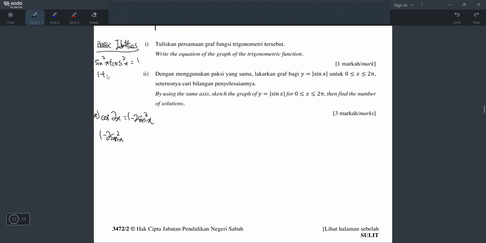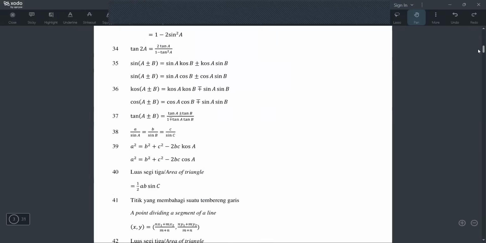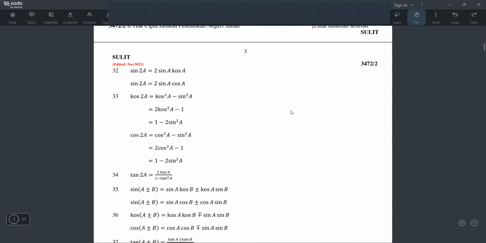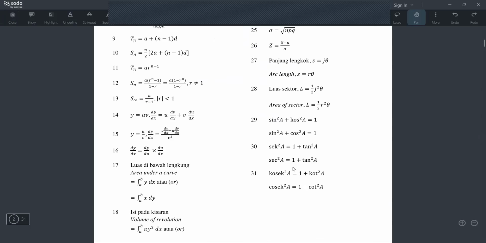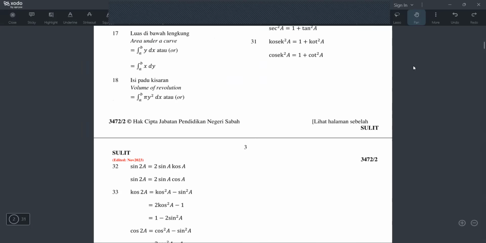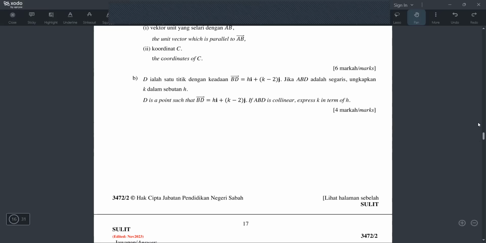The next one, 1 plus tangent square equals sec square. 1 plus tangent square or 1 plus sec square? Actually I also don't remember. Let's go back to the formula sheet they give. So where is it? Here. Yeah, 1 plus tangent square equals sec square, and then 1 plus cot square, these three. These are the basic identities. So 1 plus tan square equals sec square.